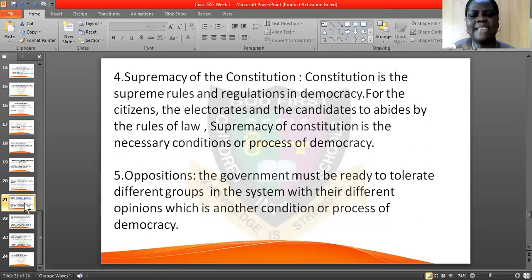Then opposition is allowed in democratic processes. That's why we have so many alternatives to work with. We have so many candidates who want to demonstrate and bring out their own agenda.